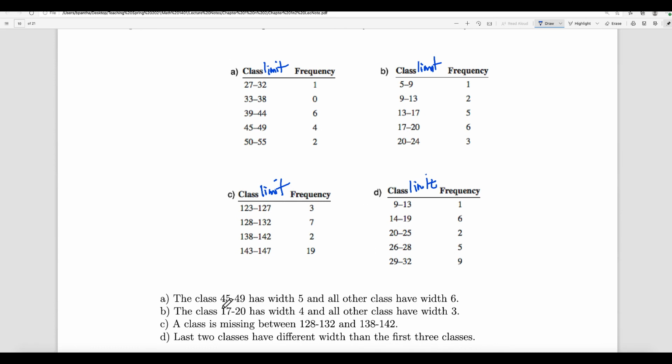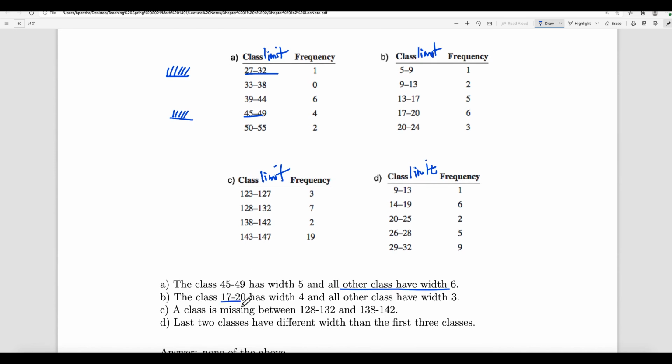In A, the class 45 through 49, what is the width of this class? 45, 46, 47, 48, 49, 5 is the width there, because 1, 2, 3, 4, 5. So 5 data values lie between 45 and 49, including 45 and 49. If there are data with these numbers, then they are included there. So the class width of this class is 5. But all other classes have class width 6. What is the class width of 27 through 31? 27, 28, 29, 30, 31, 32. So 6. This has class width 6, this has class width 5. They are different class widths, so this is not the right table.